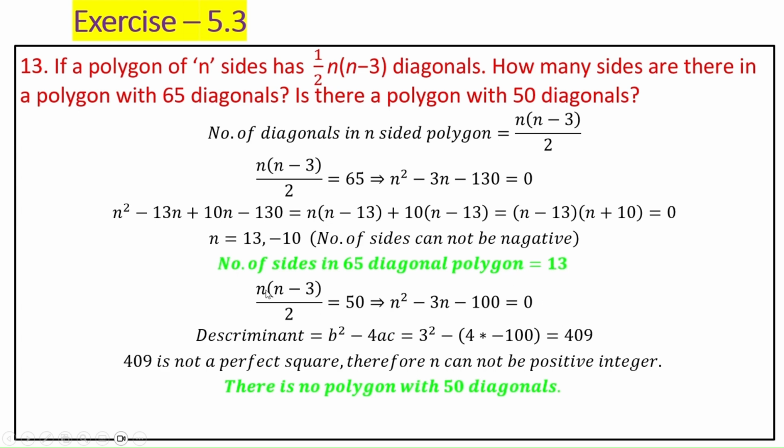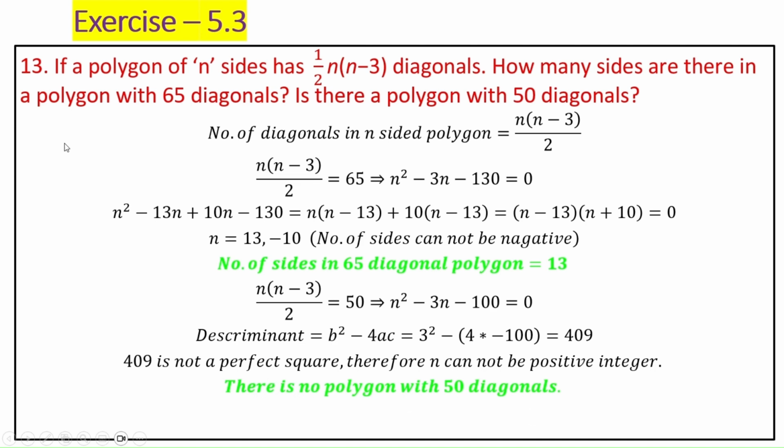And the second question, n(n - 3)/2 equal to 50. Let's check if such a polygon exists. So n² - 3n - 100 = 0. This is the final quadratic equation you will get in terms of the variable n, the number of sides. Discriminant is b² - 4ac, so 3² - 4 into -100, which is 409. This is positive, so a real root exists. But 409 is not a perfect square, so you will get some real value in fractions, and the number of sides cannot be a fraction. So exactly a 50 diagonal polygon you don't get.